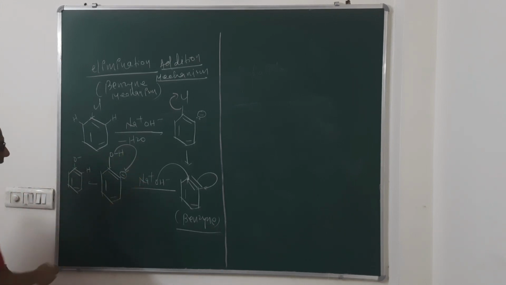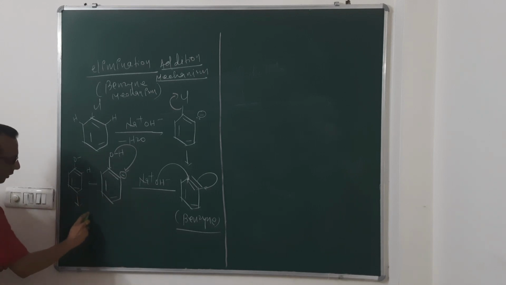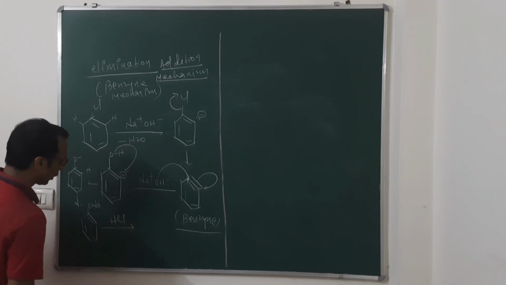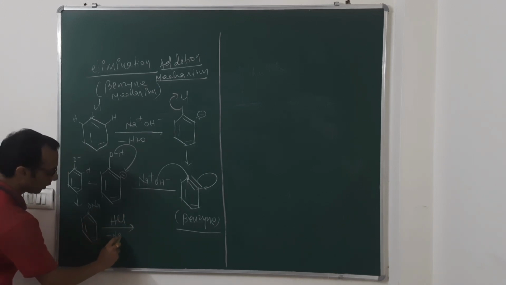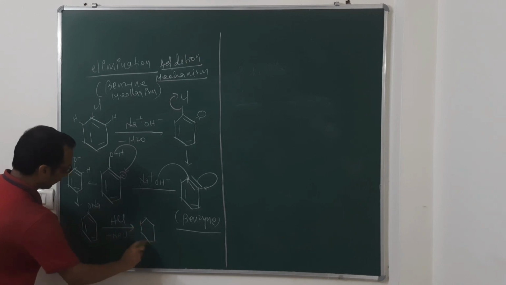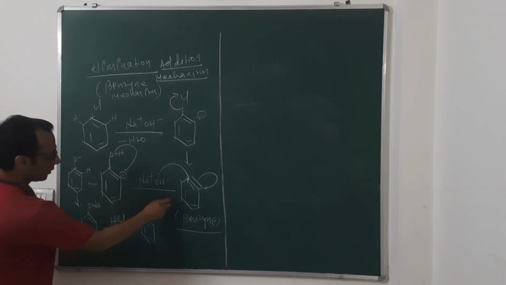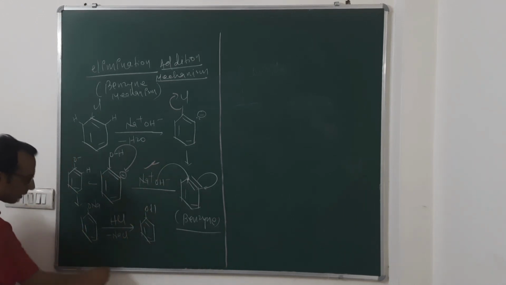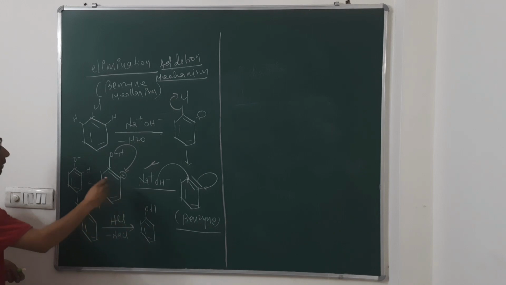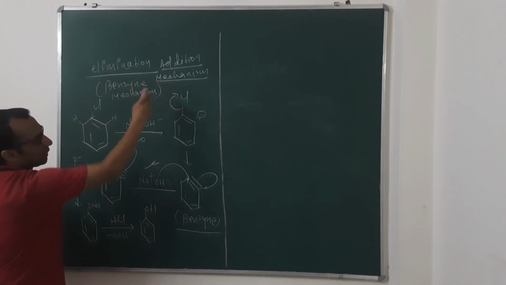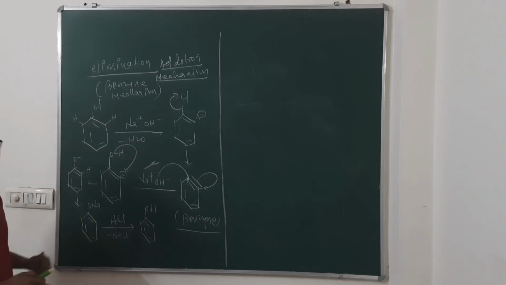And now you have taken the Na plus. So what happened? The compound will form like that, ONa, right? And now you have taken the HCl. So with HCl, what will happen? NaCl will be removed, and that will form the phenol. Okay? So from the start up to here, this is called the addition part, and from this part, this is called the elimination part. Therefore, it is called the elimination-addition mechanism or benzyne mechanism.